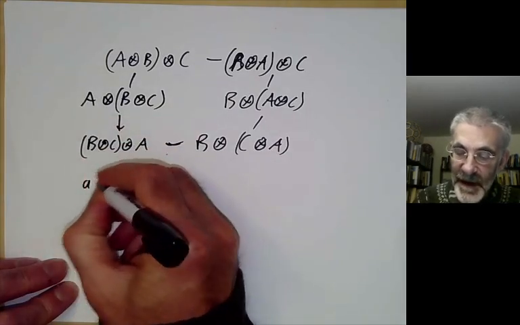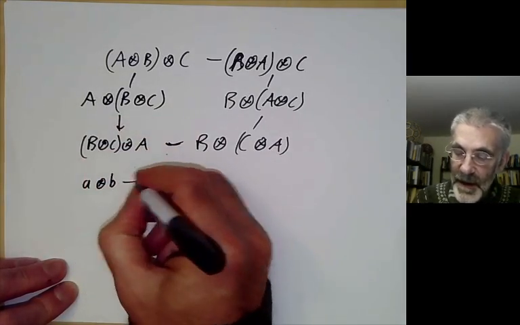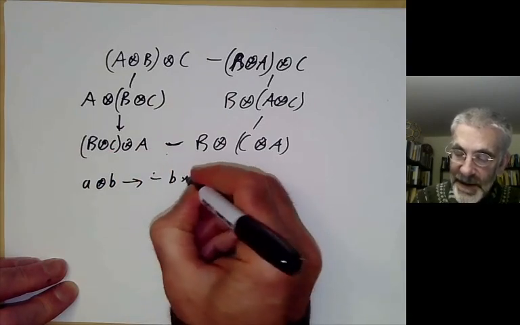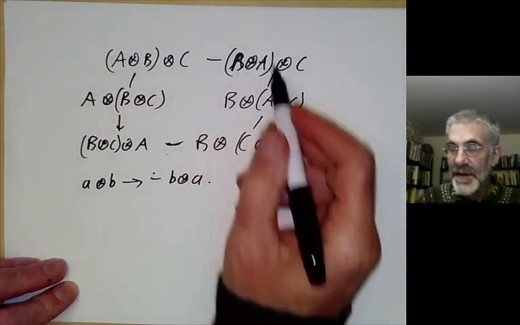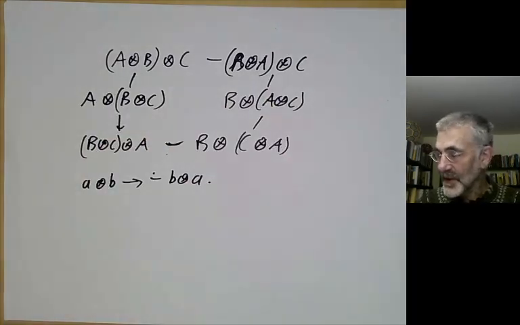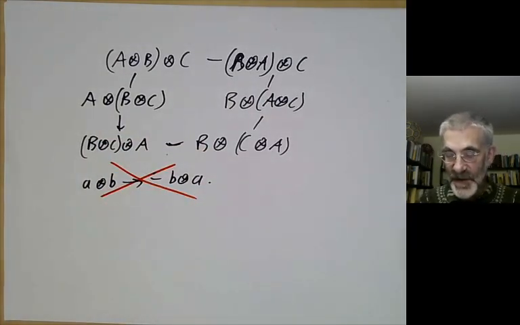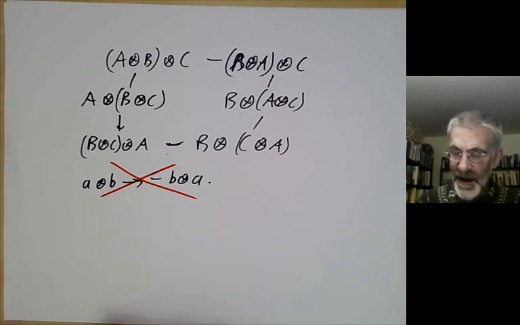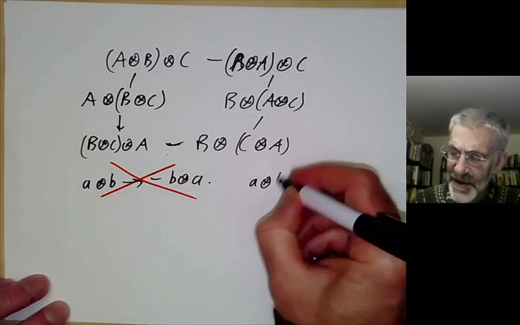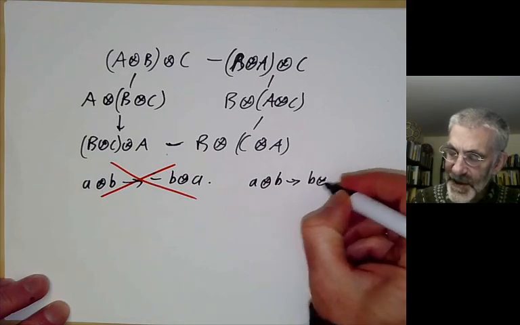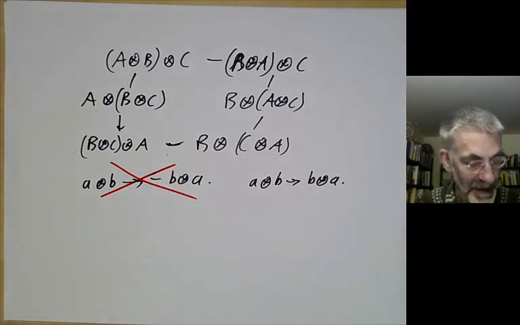For instance, if we defined A tensor B to map to minus B tensor A, then you can see this diagram wouldn't commute, so this wouldn't be a very good way of defining the isomorphism from A tensor B to B tensor A. Of course, you should define A tensor B maps to B tensor A, and then everything works very nicely.